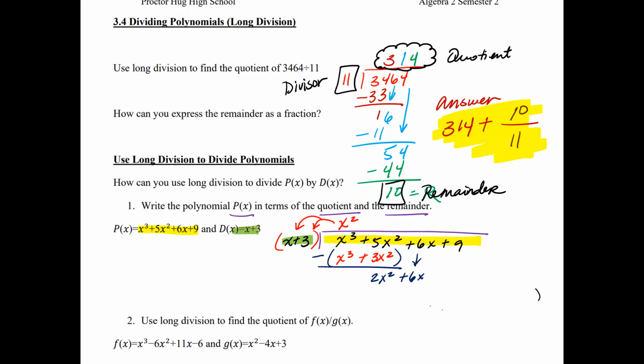Okay, and so then from here, we're gonna go ahead and take a look at 2x squared. We want to cancel that one, right? So then x times what gives me 2x squared? It will be a 2 and an x. And once you have the 2 and x, you're going to multiply it back in again. So 2x times x is a 2x squared. And then 2x times 3 is a 6x.